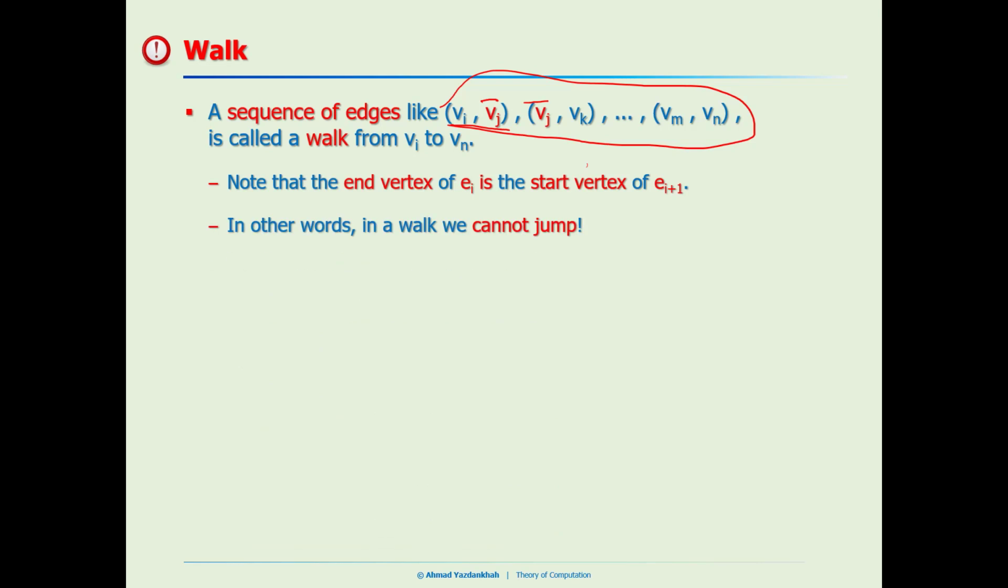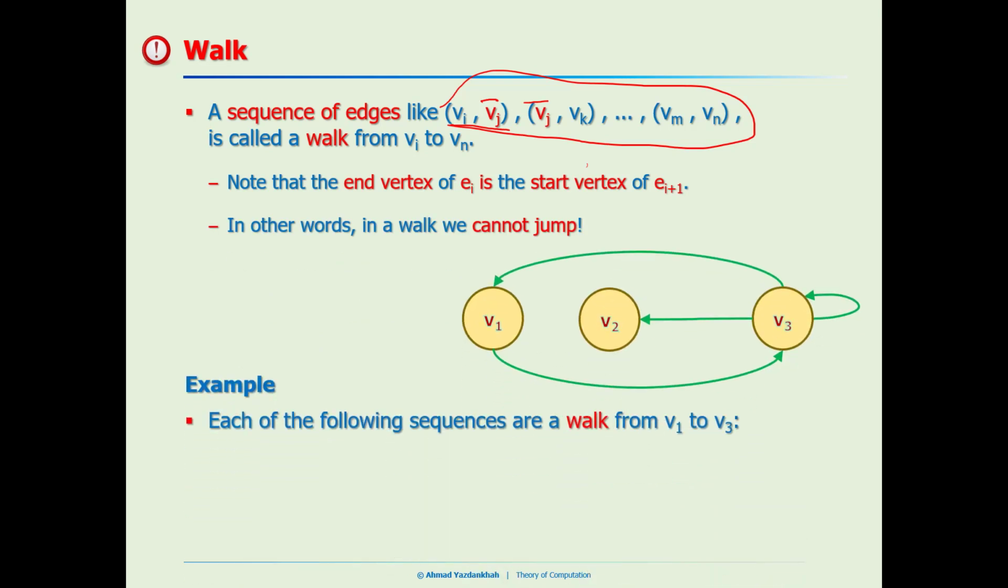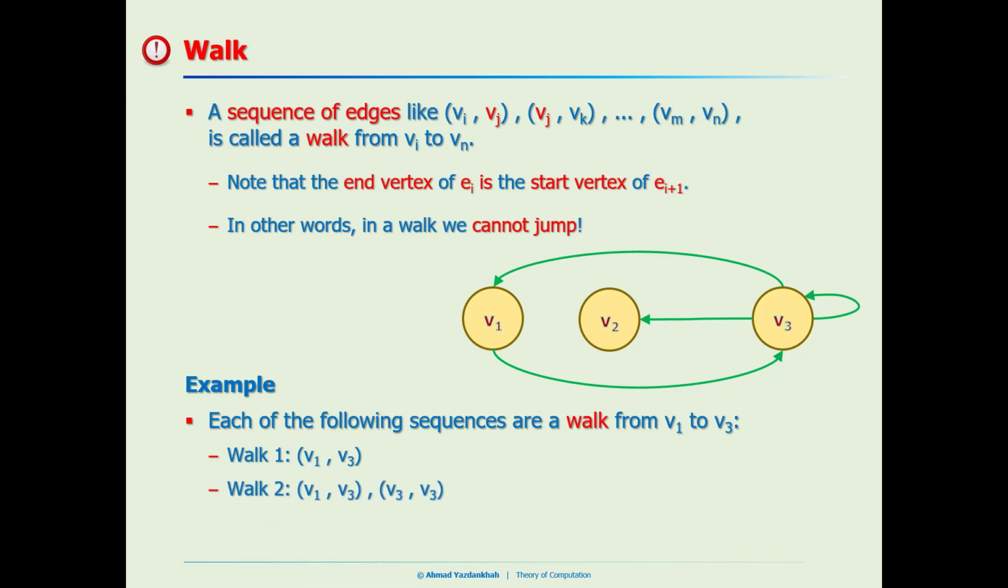Let me take an example. So let's see which one is a walk. One edge, V1, V3. All right. We go from V1 to V3. So definitely this is a walk because it's just one edge. Another one, V1 to V3 and V3 to V3. This is another walk. The ending point is the starting point of the next one.